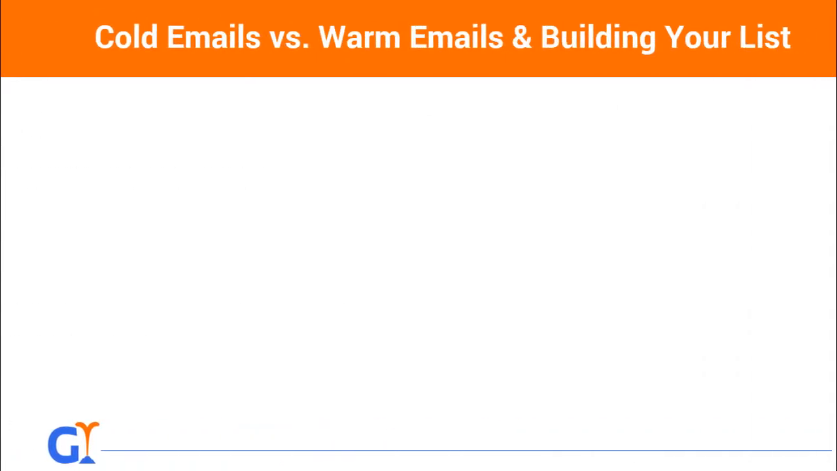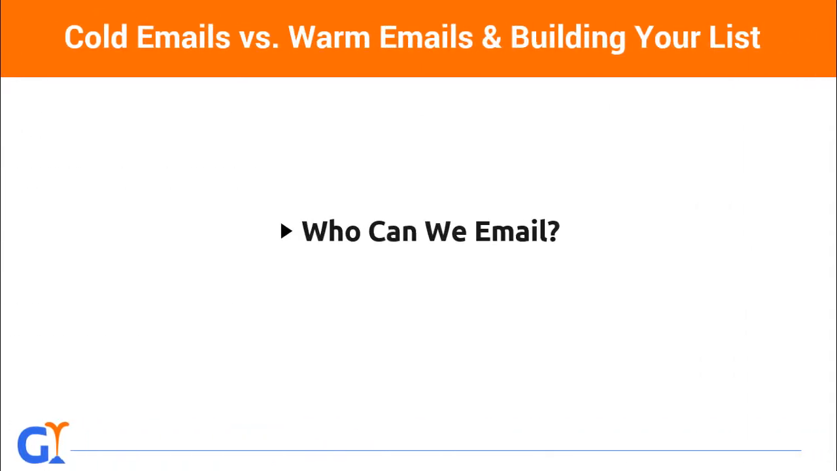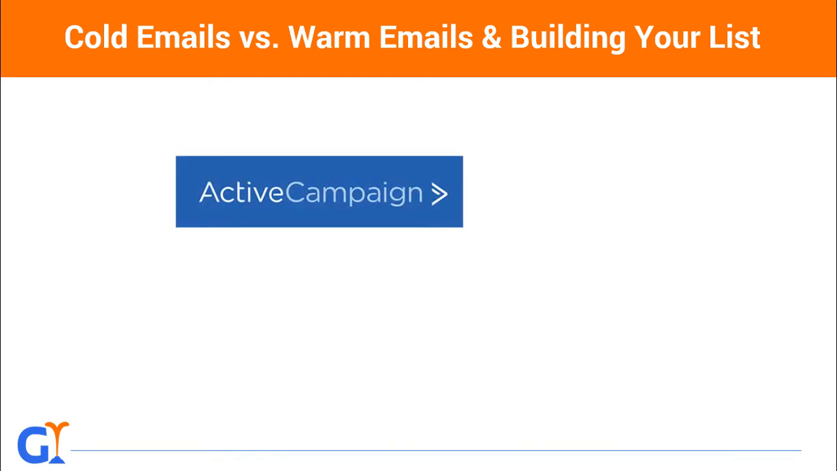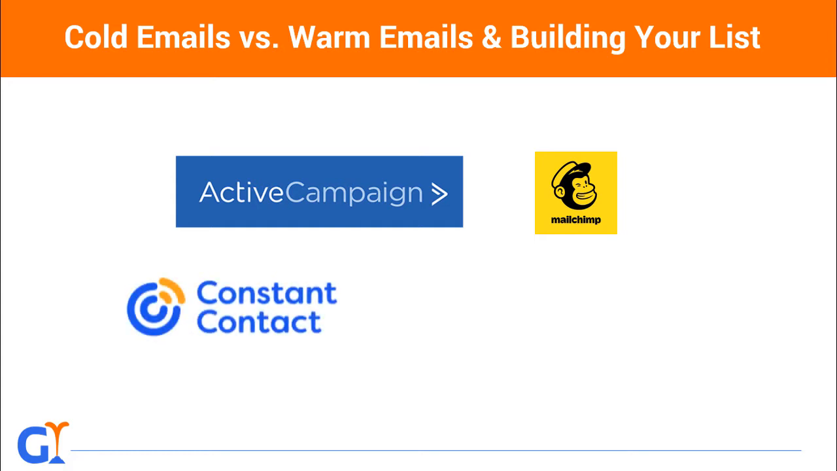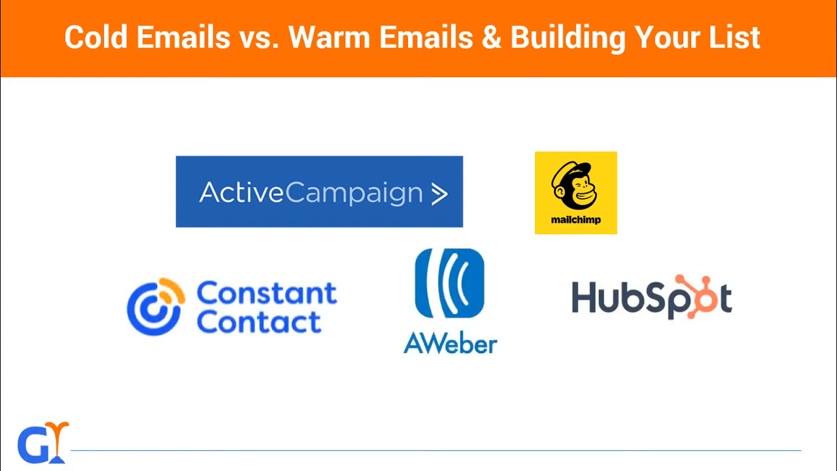Let's now start with a very important topic: who we can email. One of the most crucial errors I encounter with new clients is their lack of understanding of who they can and cannot email. The following are some of the most common emailing platforms, just to name a few: ActiveCampaign, MailChimp, Constant Contact, Aweber, and HubSpot.